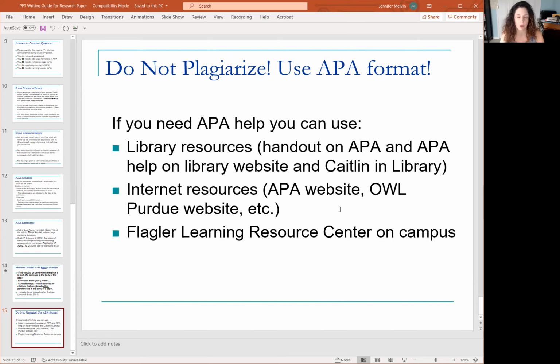I do want to make a note. The 7th edition of APA just came out. We have been using the 6th edition. I am fine with you using the 6th edition or the 7th edition. Everything you see in this PowerPoint that's APA formatted is going to be 6th edition because I'm still using the 6th edition and reading the 7th edition. So it's up to you which edition you want to use. But just be sure and stay consistent.